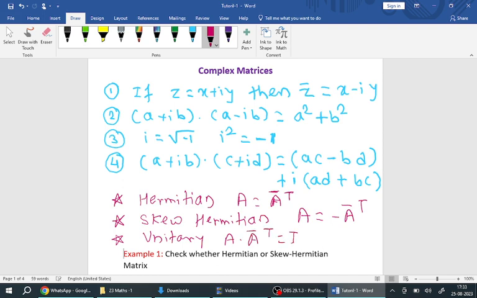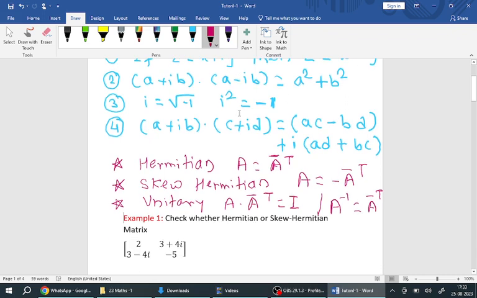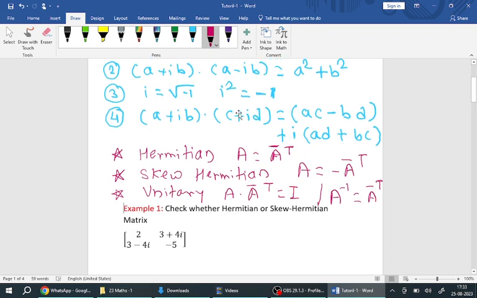If you prove this, you can say the matrix is unitary. Obviously, we know that if A into B is the identity matrix, then B is the inverse of A. So whenever the matrix is unitary, remember the formula: A inverse is A bar transpose. So these are the important definitions that we require in complex matrices. Now we are going to solve a few problems based on them.